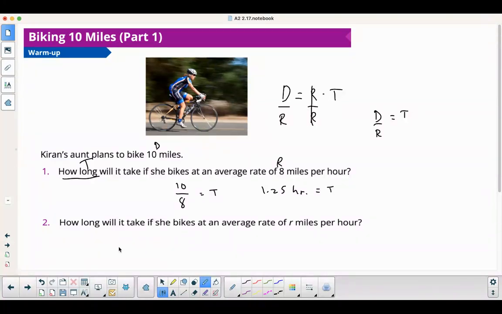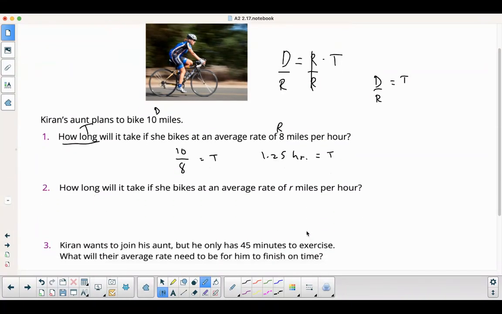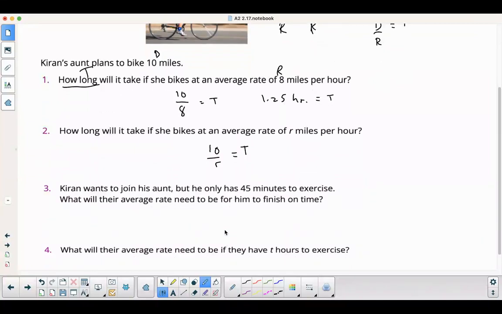If I go to the next one, how long will it take if she bikes at an average rate of R miles per hour? So I'm still using this because it's asking for how long. I want it solved for T. So I'm going to say T equals your distance of 10 divided by R. There it is. So this is a rational function because we have a variable in the denominator here. And basically, you couldn't plug in 0 for R because I would have 10 divided by 0, and your calculator would freak out and give you an error. So we're going to get that asymptote there when we have the variable in the bottom.